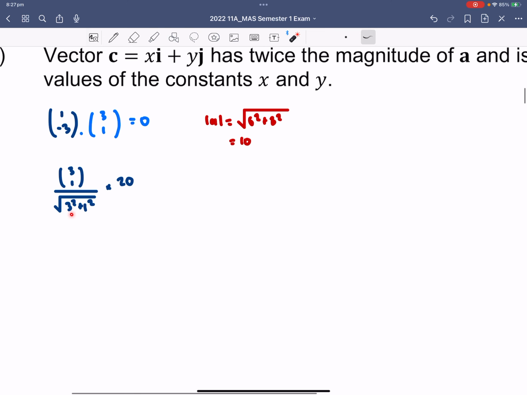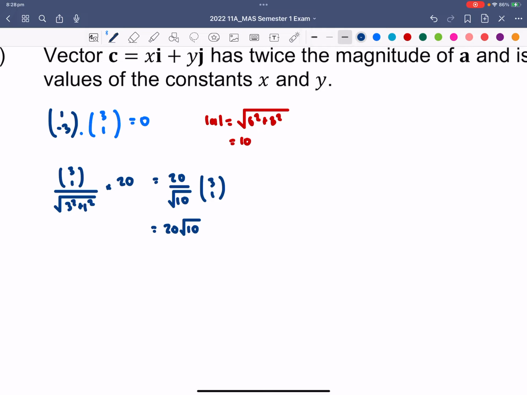3 squared is 9, 9 plus 1 is 10, so what we really have is 20 on root 10, times 3, 1. 20 on root 10, times top and bottom by root 10, so that's 20 root 10 on 10, so that simplifies out quite nicely, times 3i and 1j. That's 2 root 10 times 3i plus 1j. So that really is 6 root 10 and 2 root 10. There you go. That satisfies the criteria. It's perpendicular and it's twice the magnitude.